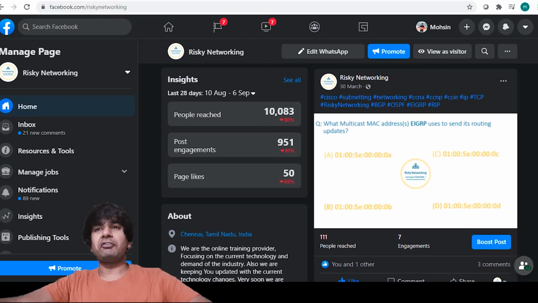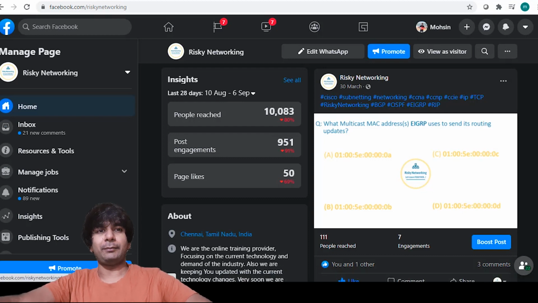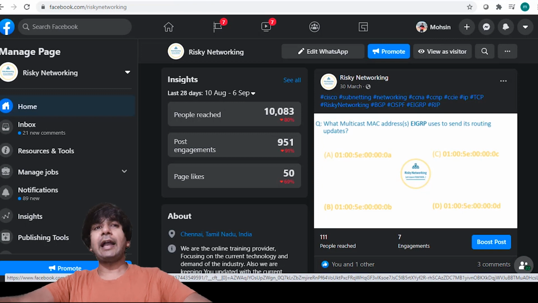Okay, here is something interesting that came up. What multicast MAC address does EIGRP use to send its routing updates? I don't know how many of you have heard about this, but let me tell you one thing. Guys, it's very simple. Just listen to me carefully.